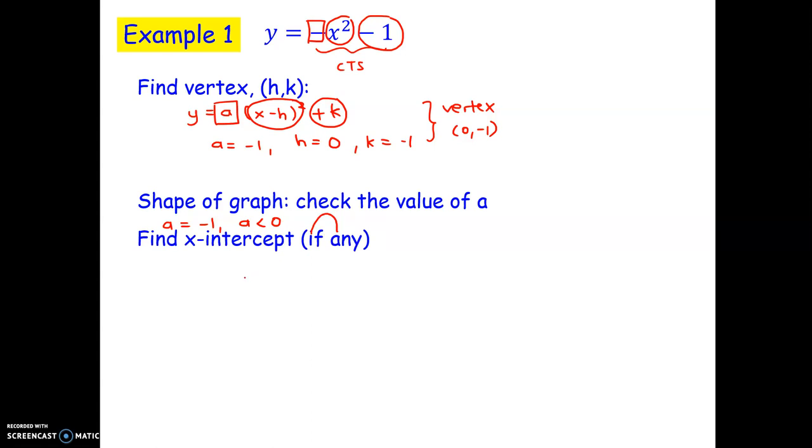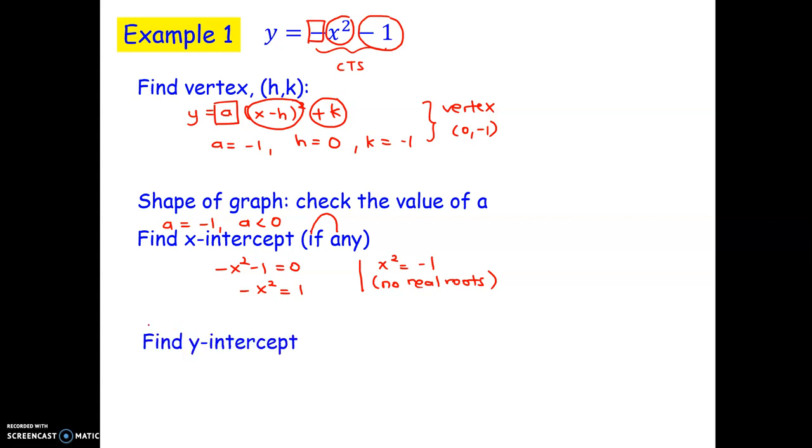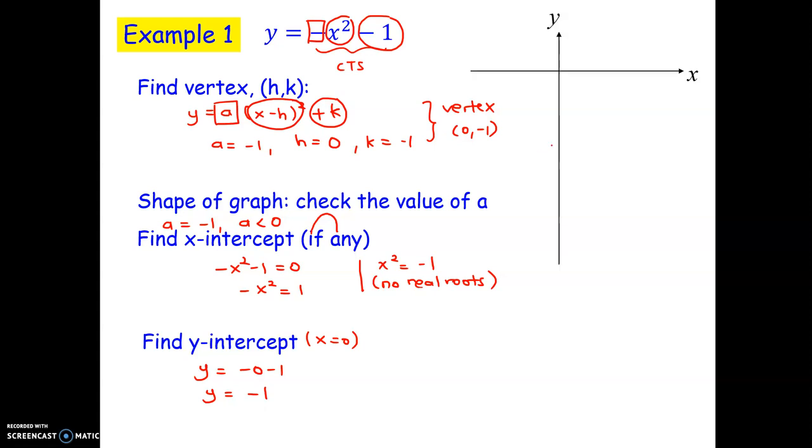Find the x-intercept if there is any. So negative x squared minus 1 equal to 0. Negative x squared equal to 1, which means x squared must be negative 1. So this has no real roots, so we don't have any x-intercept. For the fourth step, find the y-intercept when x is equal to 0. So y is equal to negative 0 minus 1, which means y is equal to negative 1. Once we have everything, let's sketch the graph.